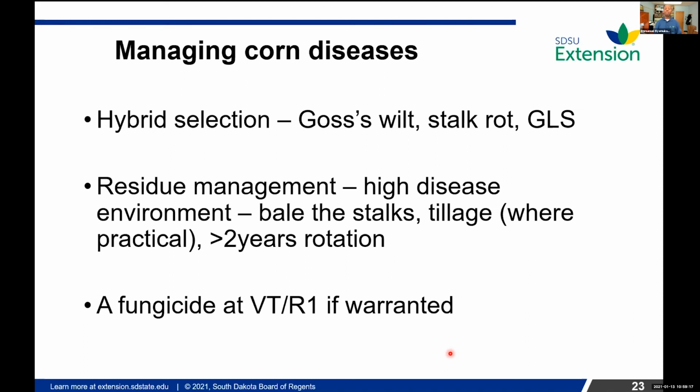And then finally, if you have to apply a fungicide, perhaps look at later growth stages. V5, V6, V7 is too early for South Dakota to see any disease. And by the time the diseases show up, which would be after tasseling or R1, this fungicide would have worn off. So these are some points for you to consider as we go through the 2021 growing season.